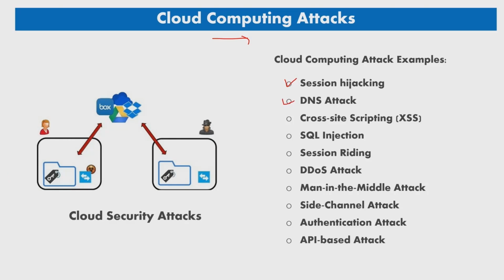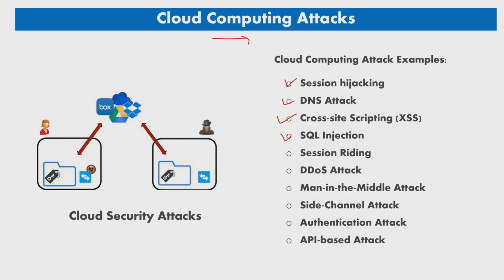Next is a DNS attack. This type of attack persuades users to visit a phishing site and hand over valid credentials. As we've studied before, we also know that there's an attack called cross-site scripting, or XSS. It is used to steal cookies that can be used to gain access to a cloud-based service as an authenticated user.